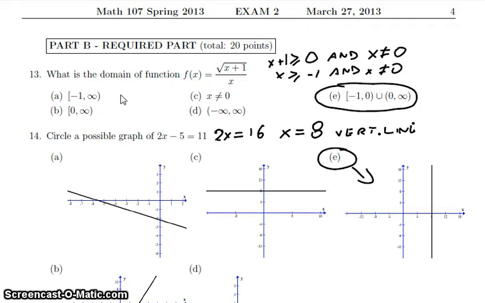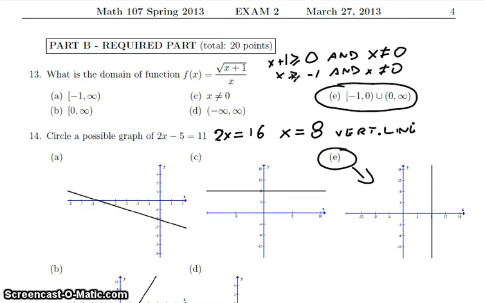Problem 13. What is the domain of the function f of x equals the square root of x plus 1 divided by x? So first of all, x plus 1 has to be greater than or equal to 0 because that's the radicand. And at the same time, x from the denominator cannot be equal to 0. Otherwise, the denominator would be 0.